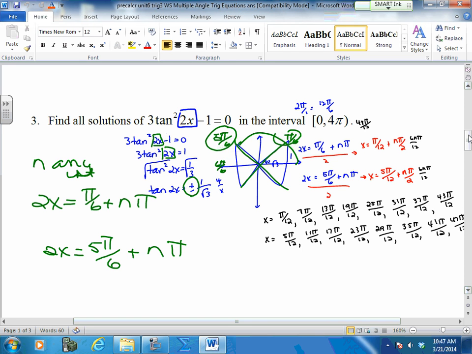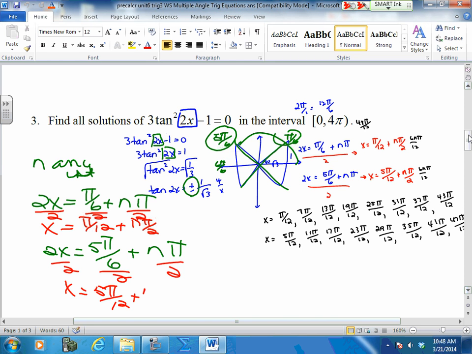Now my goal is divide everybody by 2. So I get x is equal to, flip this over, pi over 12 plus n pi over 2. 5 pi over 12 plus n pi over 2. These are my all solutions. Any solution I can have comes from here. And then you start. You take your pi over 12 and your 5 pi over 12. We're going to add pi over 2.